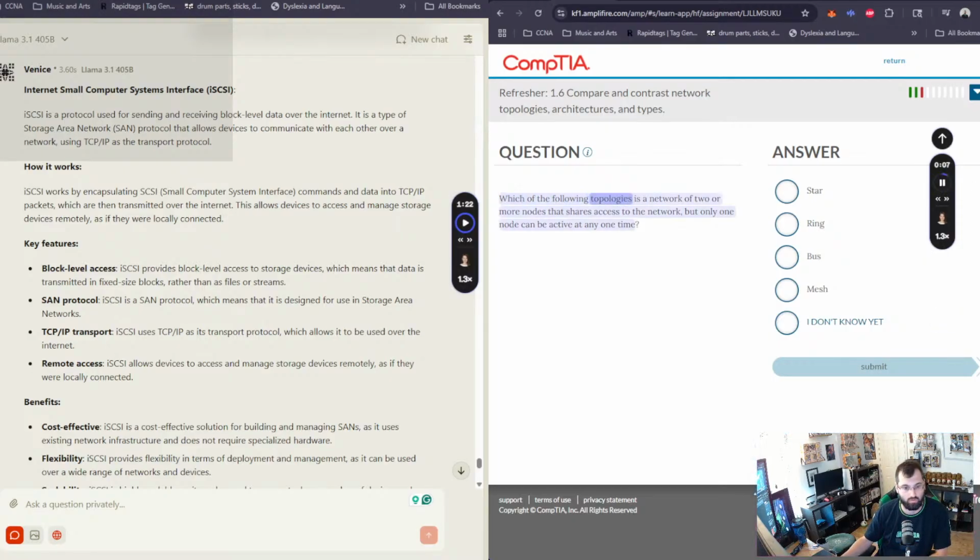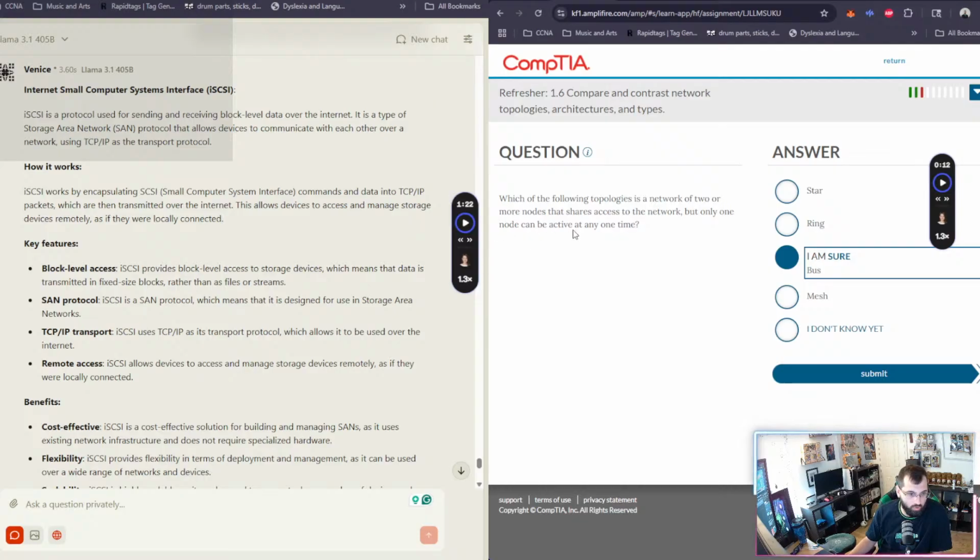Which of the following topologies is a network of two or more nodes that shares access to the network, but only one node can be active at any one time? A ring. Wait, which of the following topologies is a network of two or more nodes that shares access to the network, but only one node is active at any one time? Oh, it's a bus, because only one node can be active at a time.